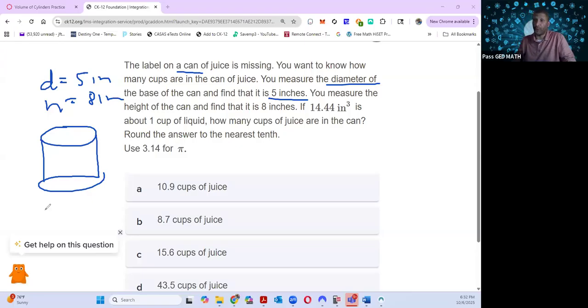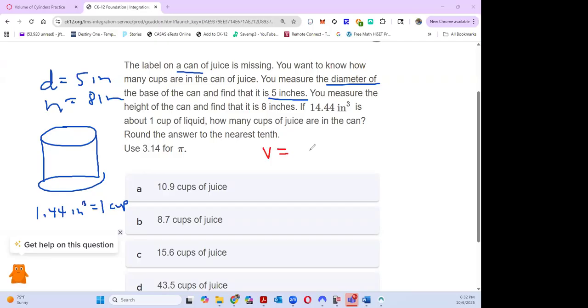Also, they told you 14.44 inches cubed equals 1 cup of liquid. We don't need that right now. What we now need to know is what is the volume of this can? How much can this can hold? So, can somebody tell me the formula to find the volume of a cylinder?